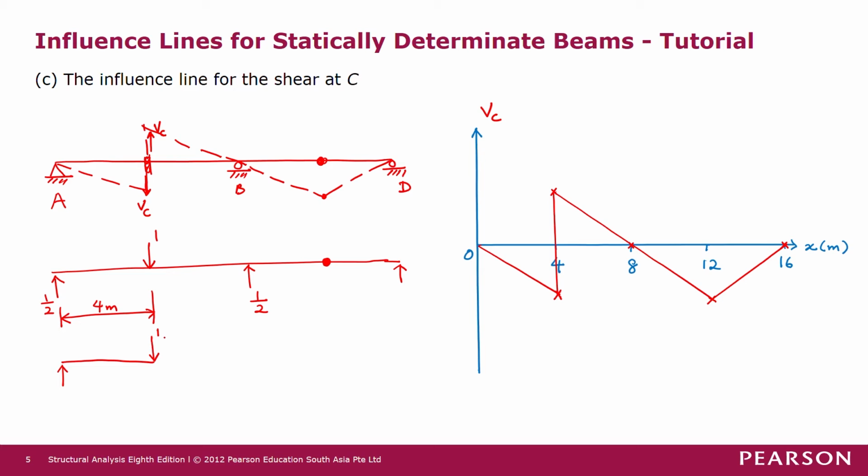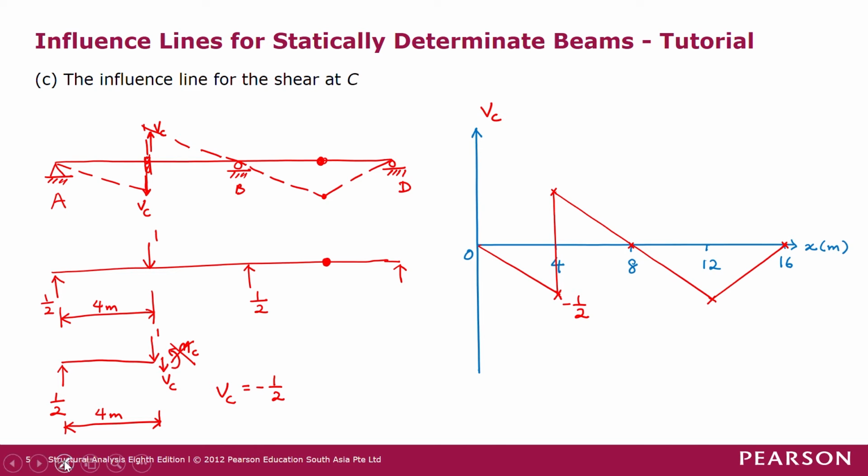The 1 unit force is there, the support reaction here is half, and this distance is 4 meters. And here we have shear force VC. Strictly speaking, we have moment MC there also, but we are not interested in MC, so we can leave it out. If we analyze for VC, we get VC equals minus half. So when the 1 unit force is just to the left of point C, the shear force at C is negative 1 over 2.